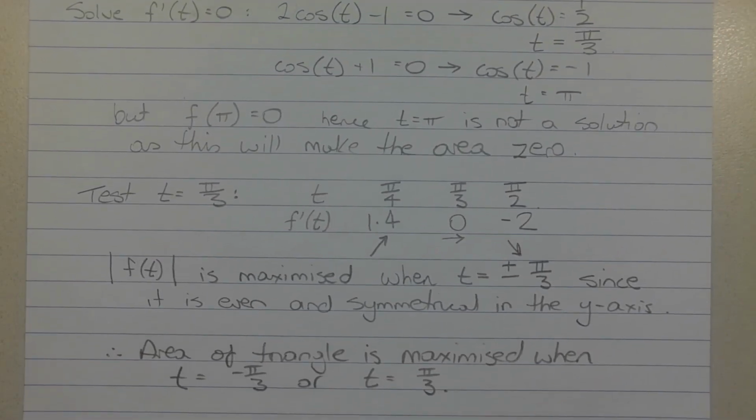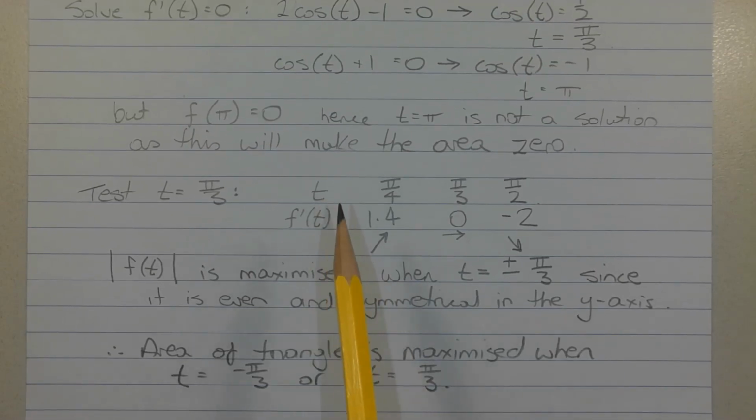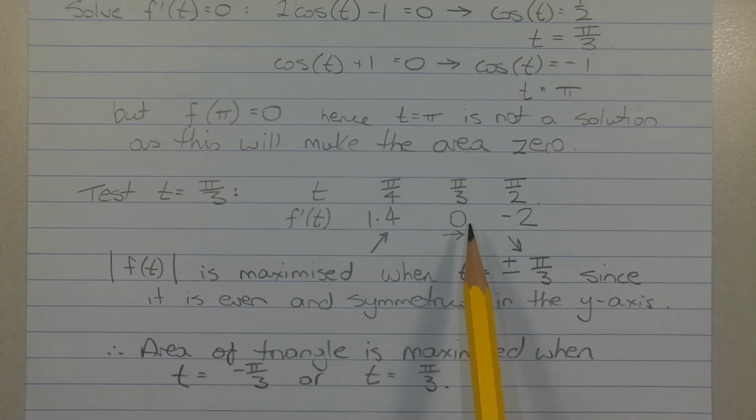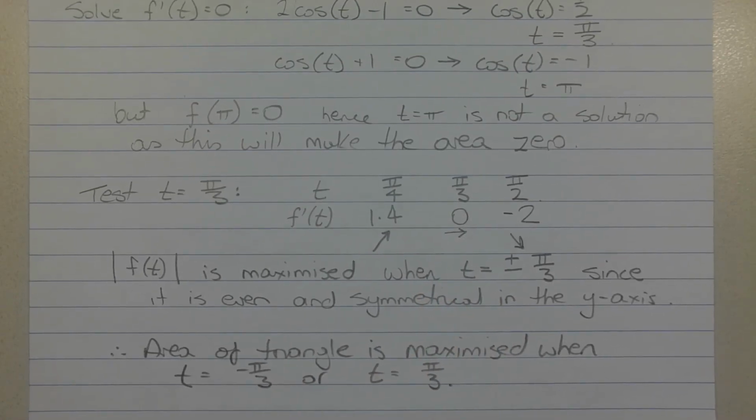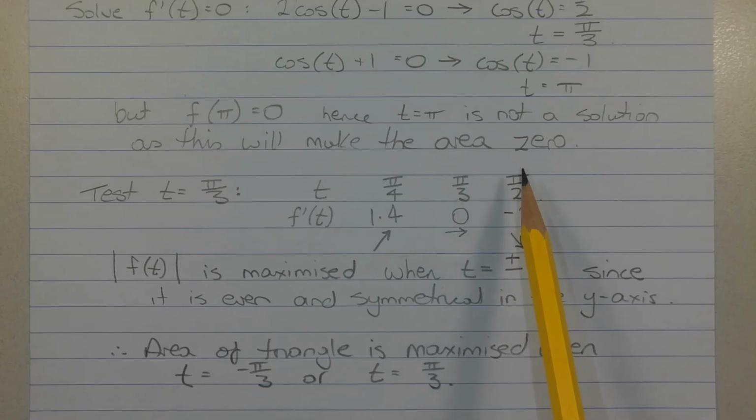Now we need to test the stationary point at t equals pi over 3. And I'm going to use a table for that. So pi over 3 represents our stationary point. And we need to test values on either side of the stationary point. So I'm going to use t equals pi over 4, which is less than pi over 3, and t equals pi over 2, which is greater than pi over 3.